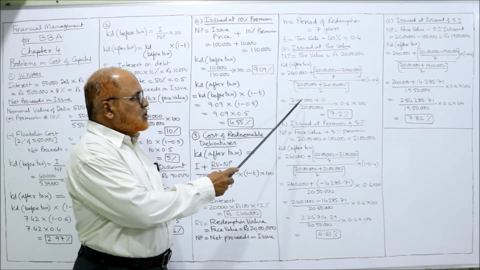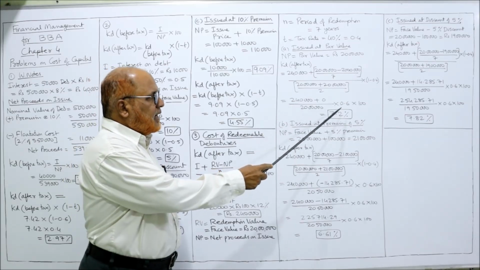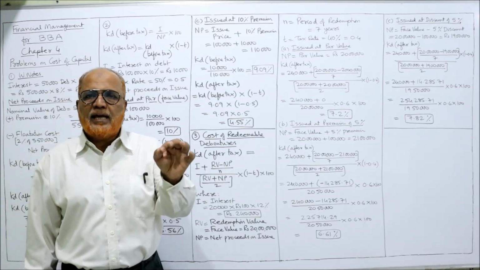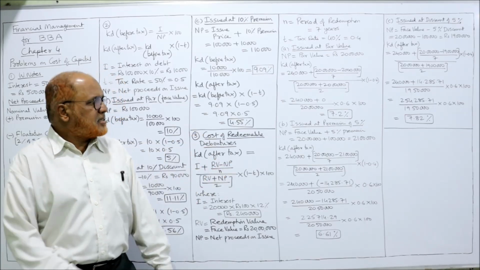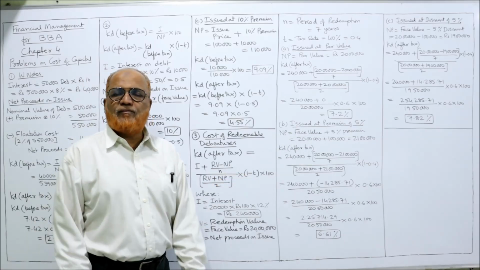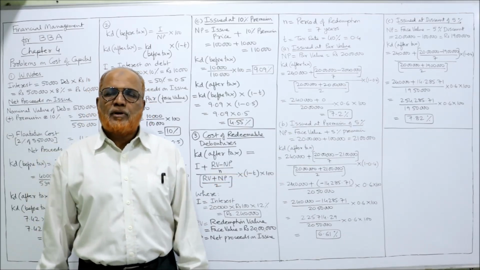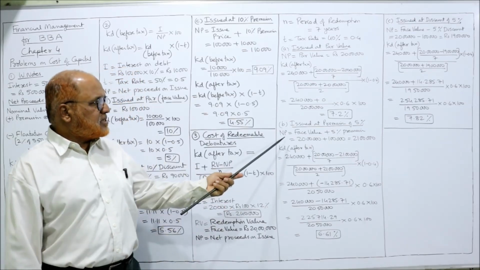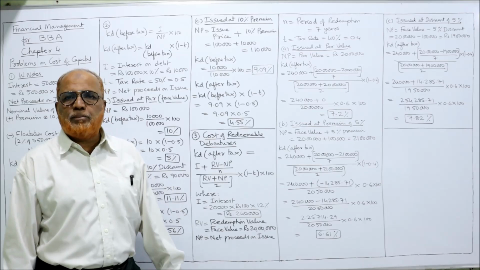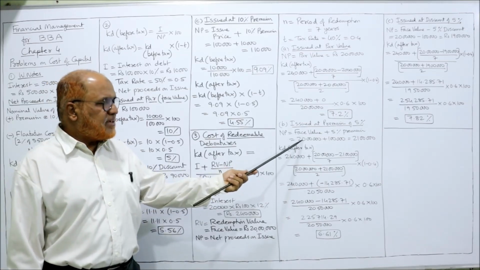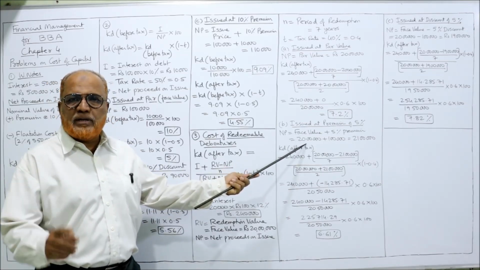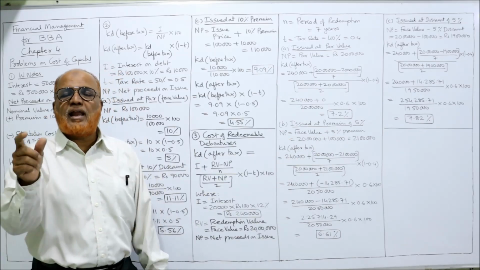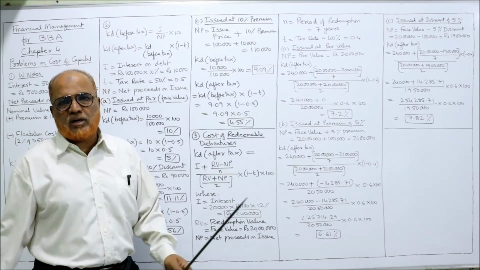Now, so 2,40,000 divided by 20 lakh into 0.6 into 100, you get 7.2% is the KD after tax. Similarly, issued at 5% premium. That means premium will be added to the face value. So net proceeds is equal to face value plus 5% premium. So 20 lakh is the face value. 5% of 20 lakh is 1 lakh. So 20 lakh plus 1 lakh is 21 lakh is the net proceeds on issue.